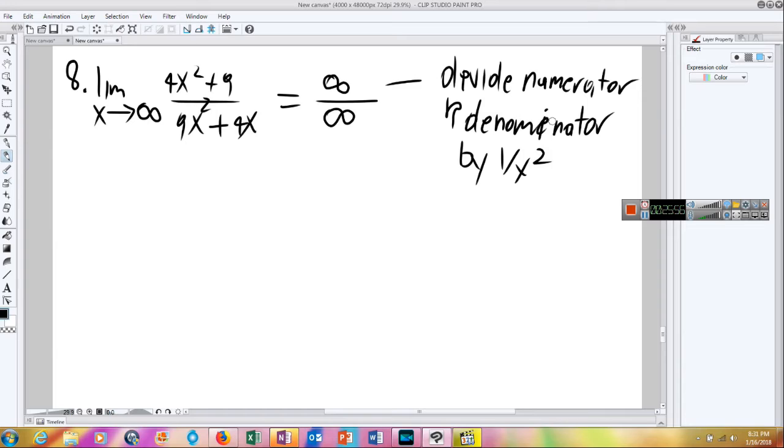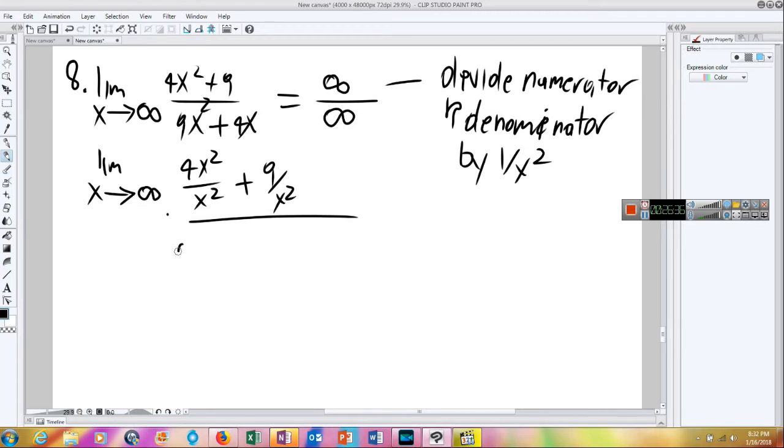So here's how it's gonna work. So we have limit x tends to infinity for the function now 4x squared divided by x squared plus 9 divided by x squared, all divided by 9x squared divided by x squared plus 4x divided by x squared.